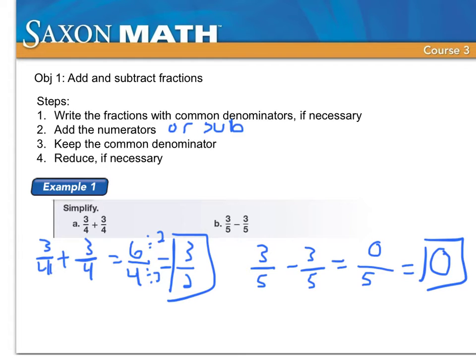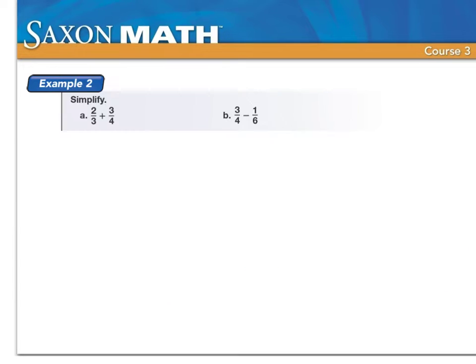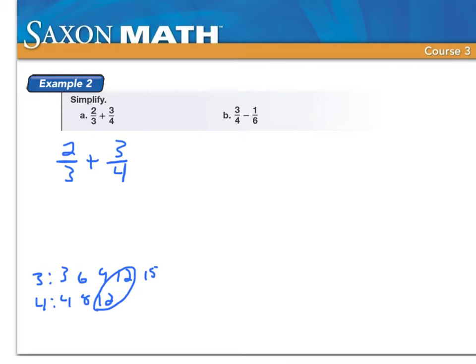Alright, let's go ahead and keep on going to the next slide. Here we've got some examples without common denominators, so let's talk about those now. 2/3 plus 3/4. First thing we need to do is find the least common multiple of 3 and 4. We could start a list of multiples of 3 and multiples of 4 and go till they intersect. With 3 we can go 3, 6, 9, 12, 15, and so on. With 4 we can go 4, 8, 12, and here's my match. So my common denominator is 12.